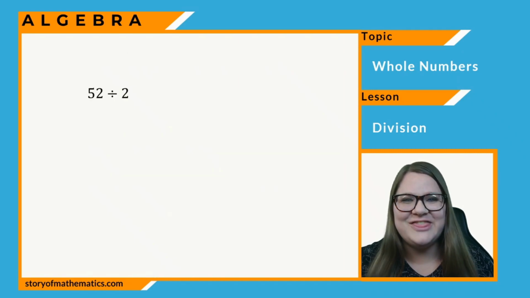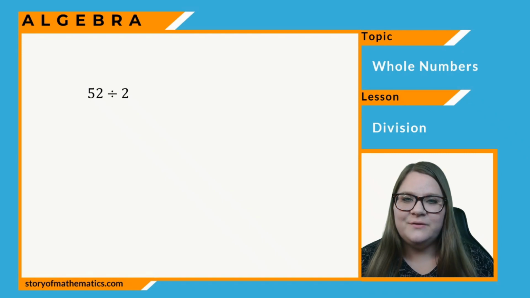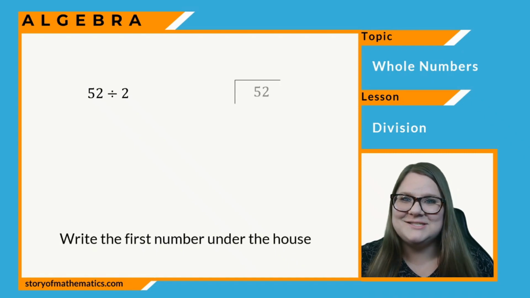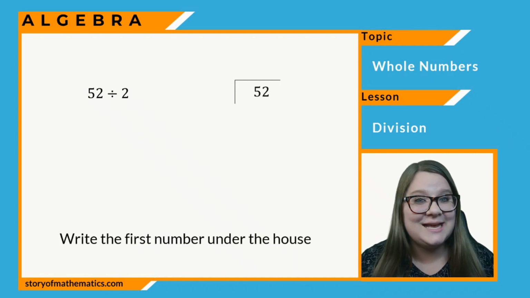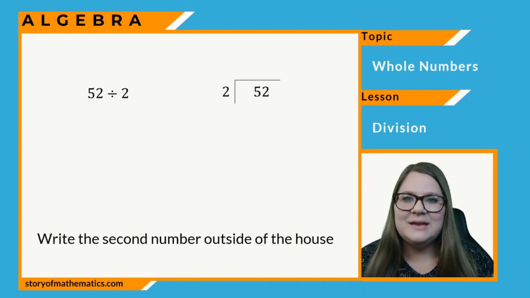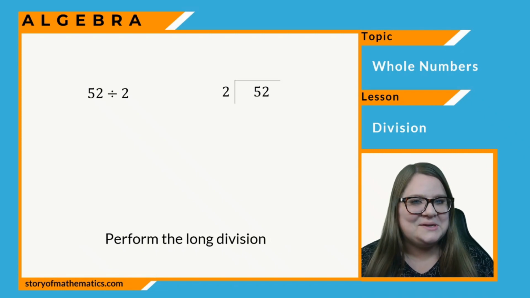Let's take a look at this example, 52 divided by 2. 52 is the first number, so after we draw the house, we're going to put it under the house. Then 2 is the second number, which means we're going to draw that on the outside of the house. Now that we've set it up, we're going to be able to actually perform the long division. So how do we do that?